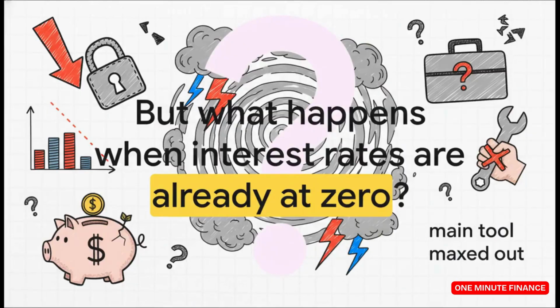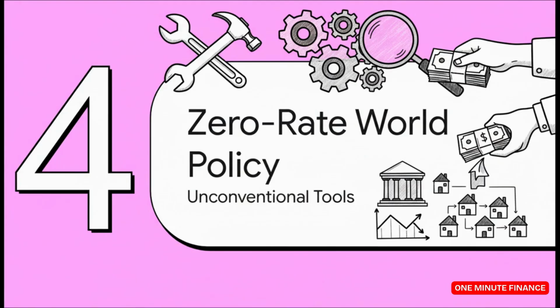Now, this system worked pretty well for a while, but after the 2008 financial crisis, it hit a massive roadblock. Central banks had already cut interest rates all the way down to zero, and the economy still needed help. So what on earth could they do when their main tool was basically maxed out? This brings us right into the modern era of what's called unconventional policy. When you literally can't cut interest rates any lower, you have to get creative.